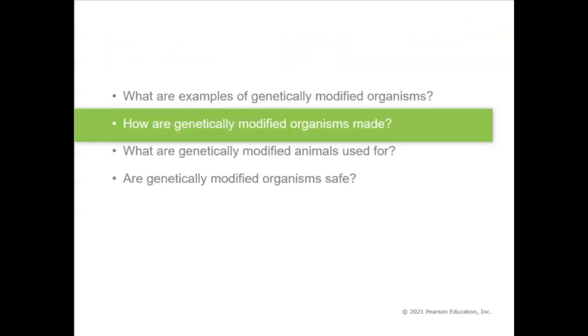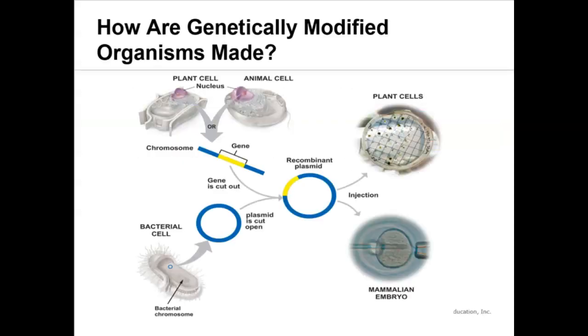How are genetically modified organisms made? So you're going to start out with a plant cell or an animal cell that has a gene of interest. You're going to cut out that gene. You're going to take a plasmid from bacteria. We've kind of talked about this process before in cloning, so I'm going to just briefly go over this. You take a plasmid from bacteria, you cut open the plasmid, you insert that gene that you cut out, and now you have a recombinant plasmid. You're then going to inject that into plant cells or a mammalian embryo.